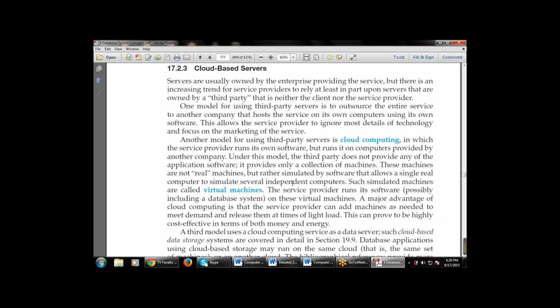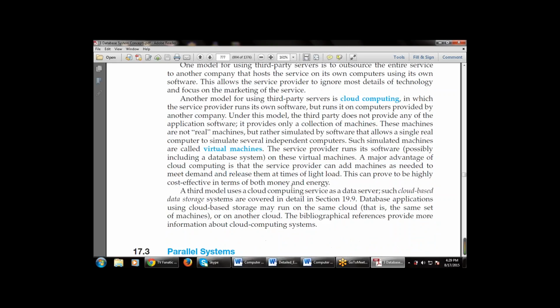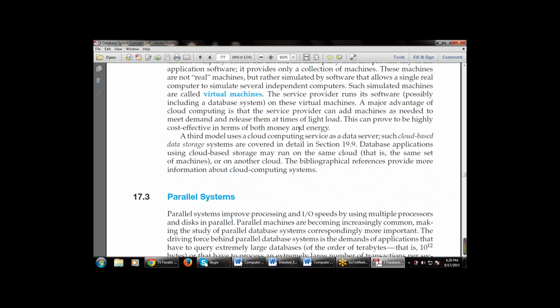And there will be a virtual machine available as a simulated machine, provided as a service. Then there is a third model that uses a cloud computing service as a data server, such as the cloud-based data storage system, covered in detail in section 19.9. Then there is the parallel system that we discussed, which improves processing and input-output speed by using multiple processors and disks in parallel.